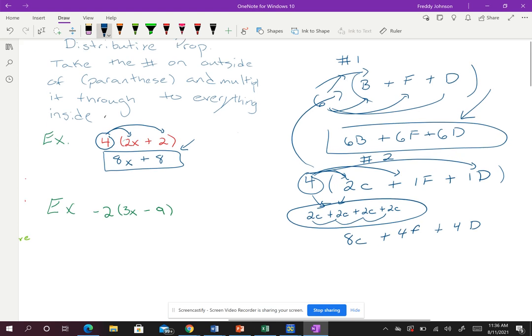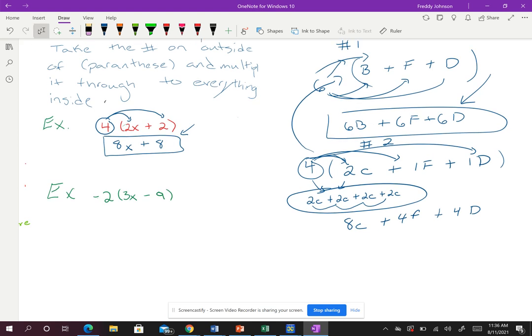Okay. It's the exact same thing here. If I have this negative 2 parentheses 3x minus 9, understand that there is no plus sign here. There is no minus sign. So we know it can't be adding or subtracting. There's no fraction, no division sign, so it's not division. So we know now that this is multiplication. So anytime I have this, I must take this 2 and distribute it through.